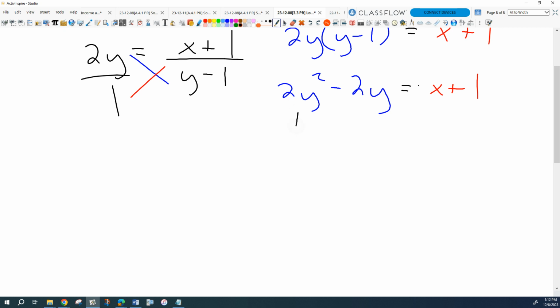What's the derivative of 2y squared with respect to x? Good, so 4y y prime minus, what's the derivative of 2y? Well, 2y prime.